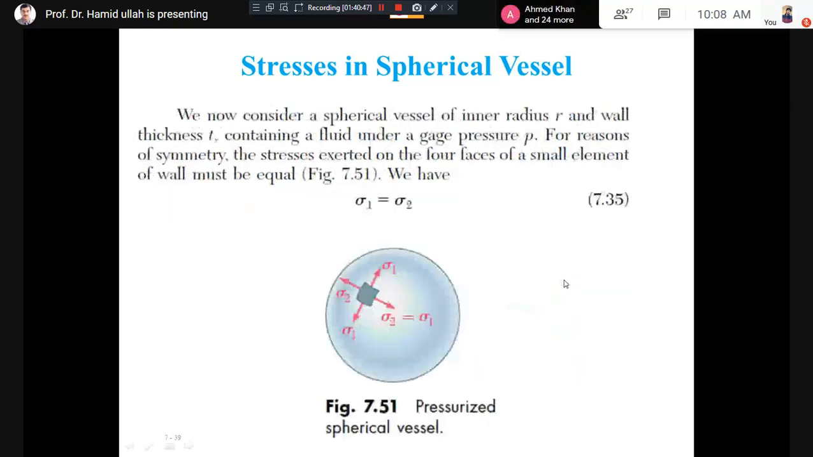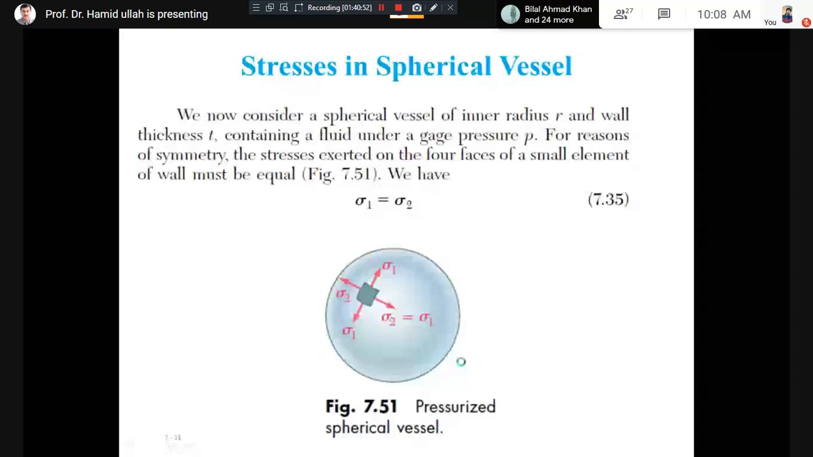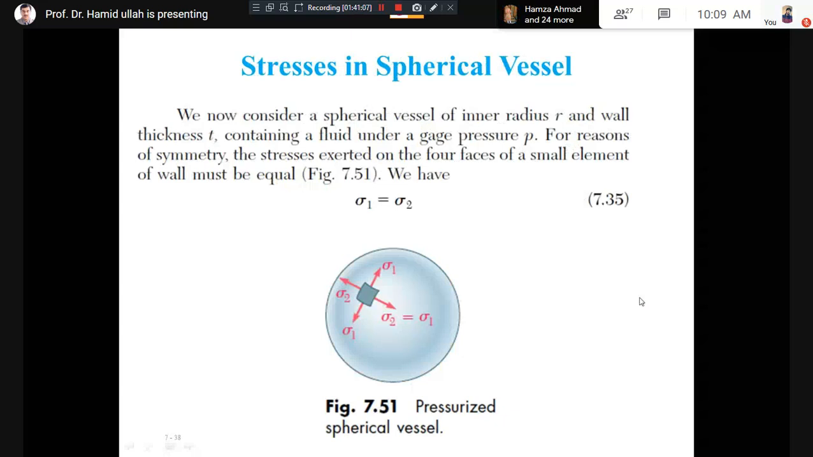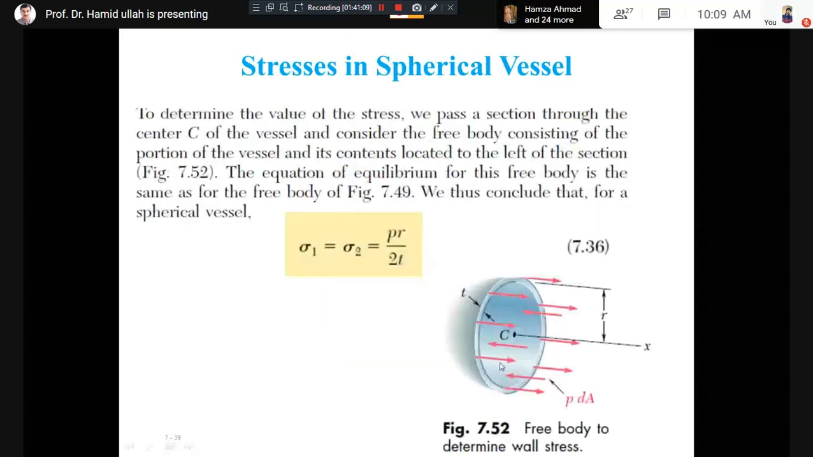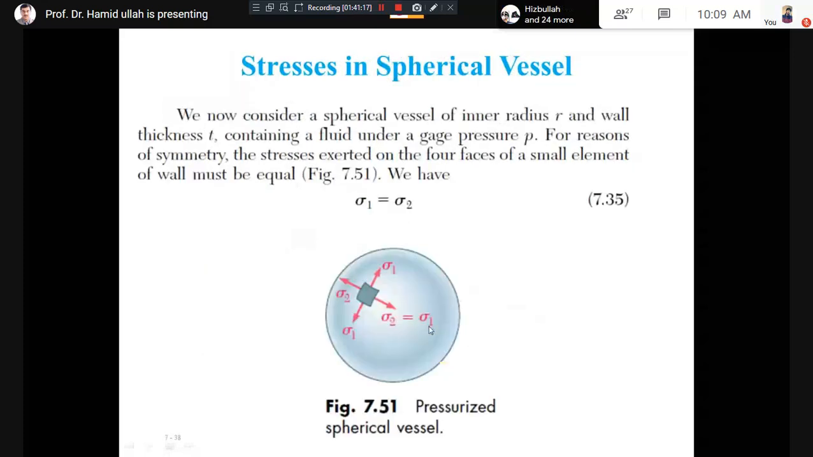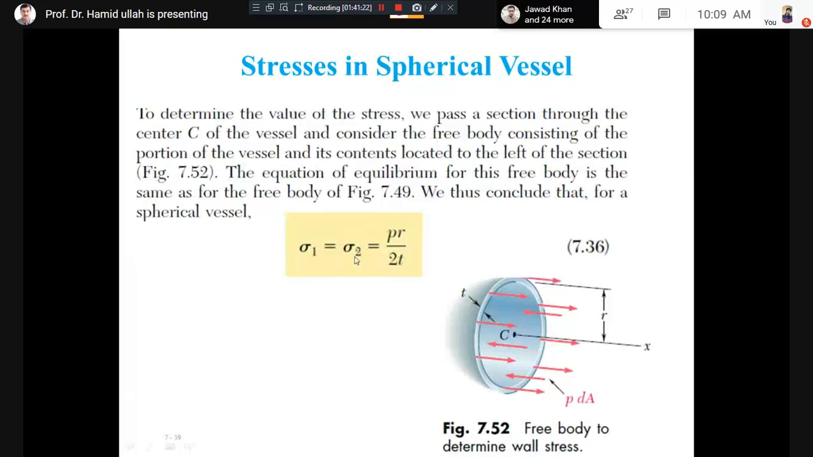If you look into this free body diagram, they are similar, because in this case also you can see the ring, which is the cross section, giving the resistive force sigma 2 dA, and this PdA is the applied force. So again, two forces, and the sum of the two forces is equal to 0, and like in the previous case, you will get sigma 2 equal to PR by 2T. Since sigma 1 and sigma 2 are both equal, you can say sigma 1 equals sigma 2 equals PR by 2T.